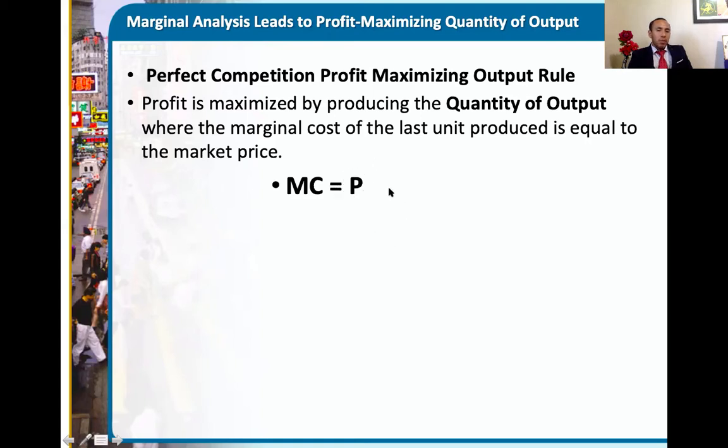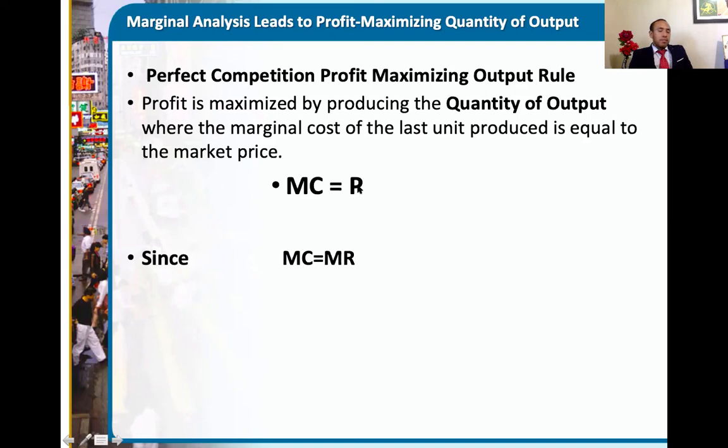They have no way to influence the price. So every unit they sell, every additional unit sold, is always going to be sold at the market price. Therefore, the additional revenue generated is always going to be equivalent to the price. So we have a triple identity.